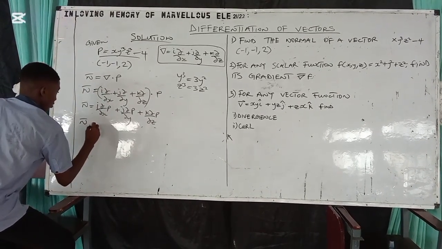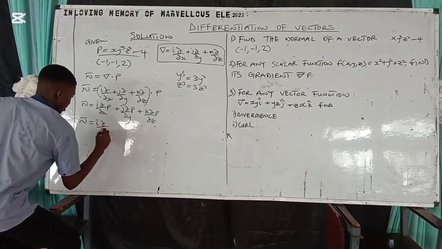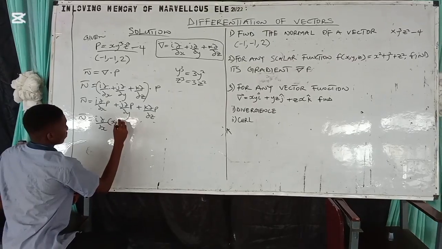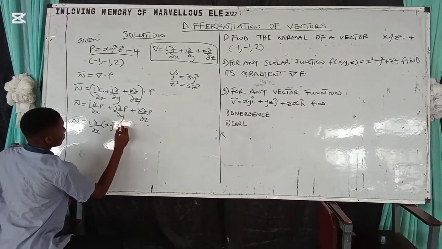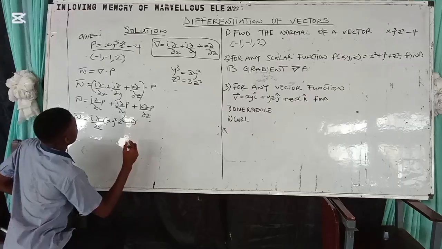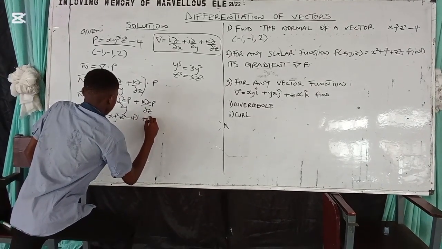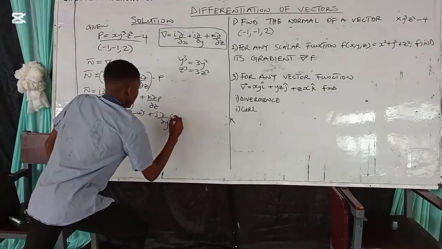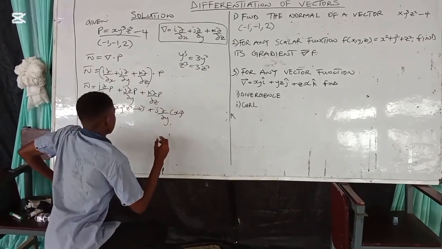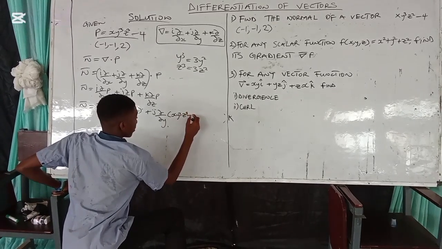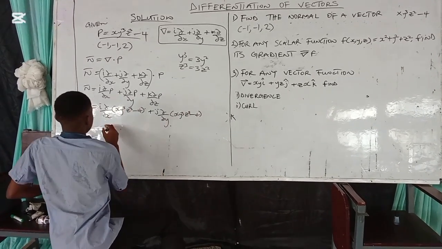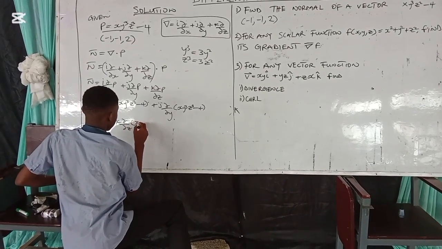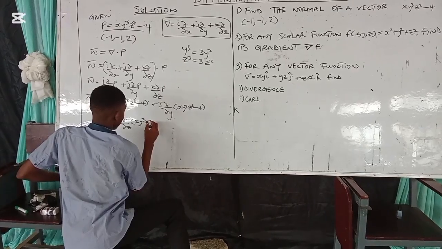So we have n equals i partial with respect to x of our p, which is x y cubed z cubed minus 4, plus j partial with respect to y of our p, x y cubed z cubed minus 4, plus k partial with respect to z of our p, x y cubed z cubed minus 4.